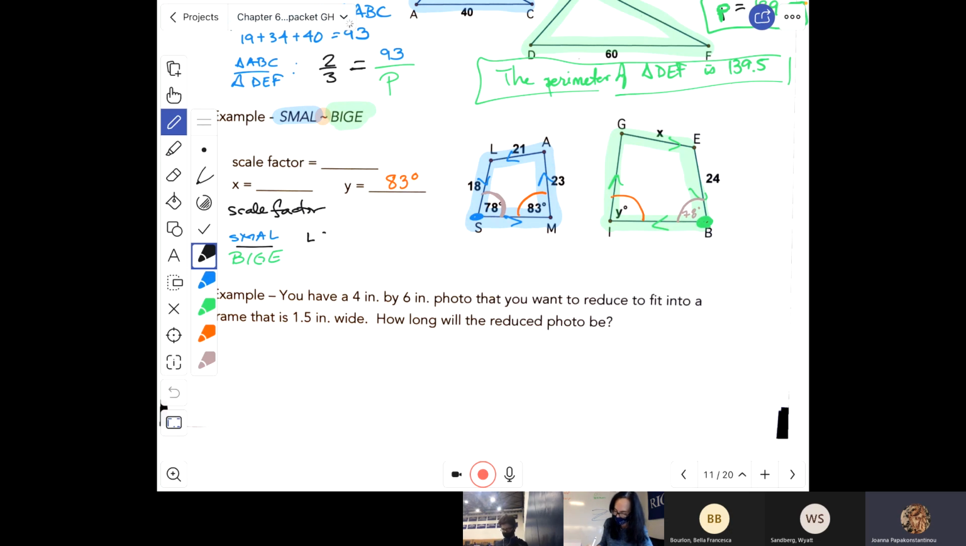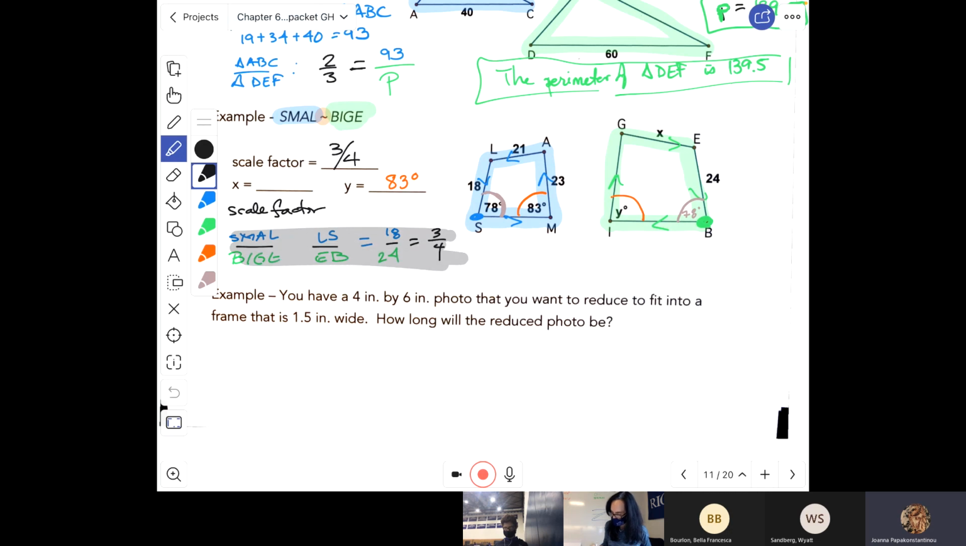LS. Oops. LS is what? 18. And you said write that as a ratio to what in BIGE? I agree with you. And the length of EB? Reduce that fraction? And that is your scale factor. Again, if you had chosen to do the green, BIGE to SMAL, blue, our scale factor would be 4/3, but this is why you're showing all of this. So I see where you're getting it.